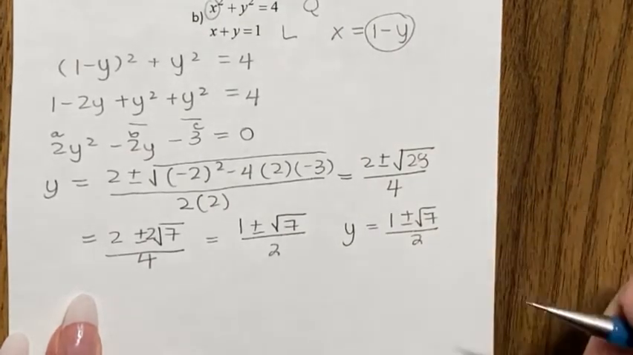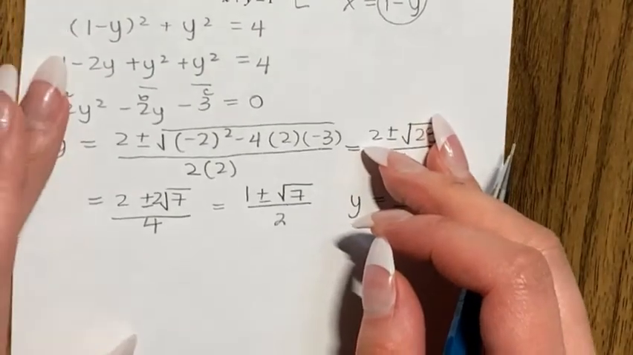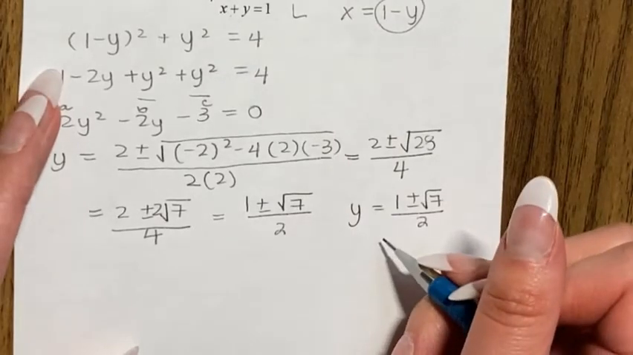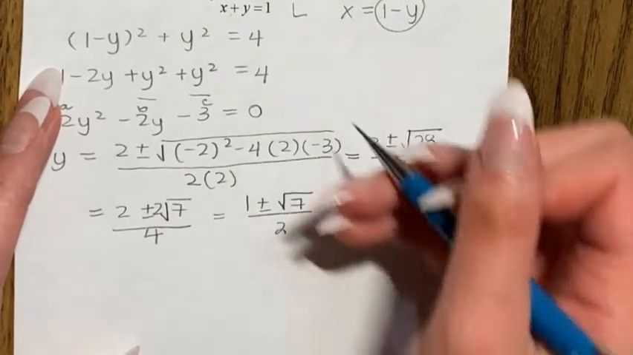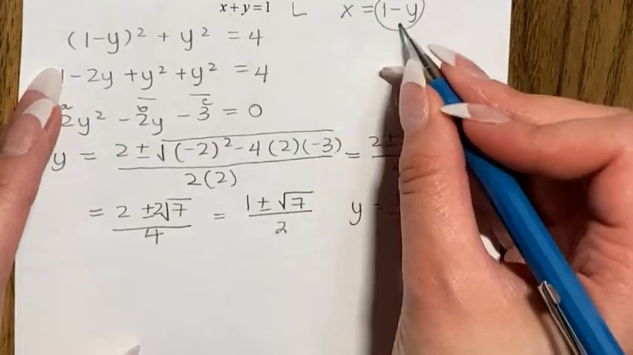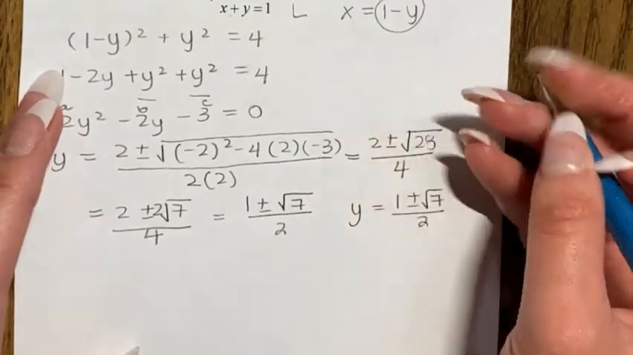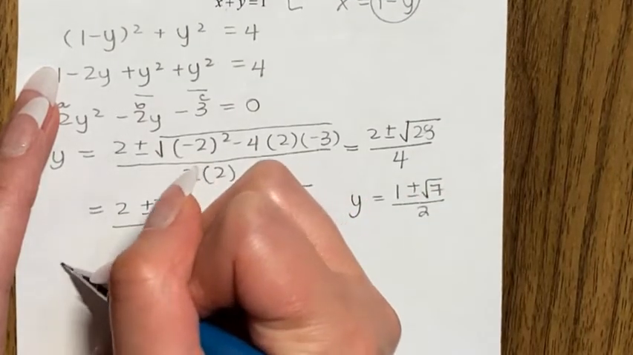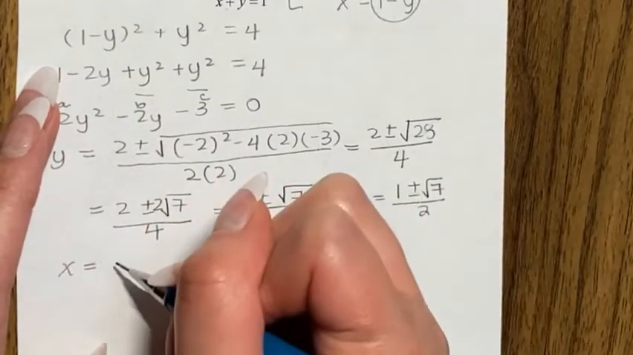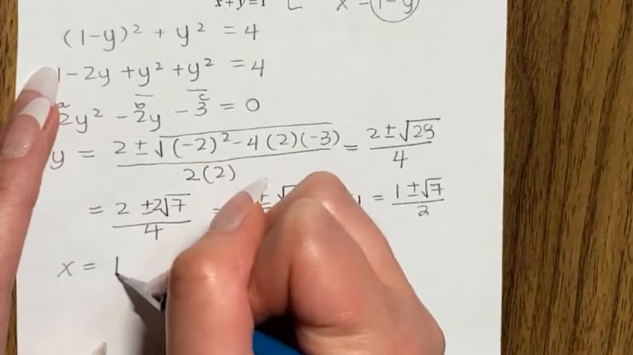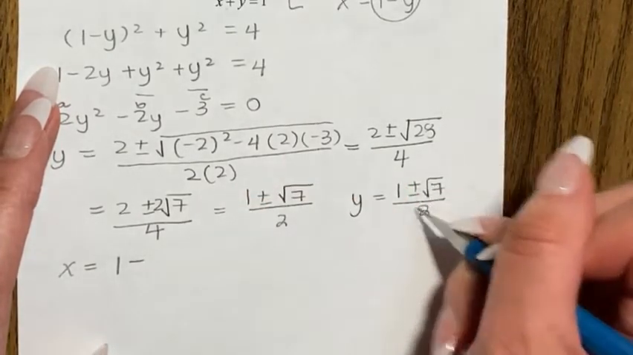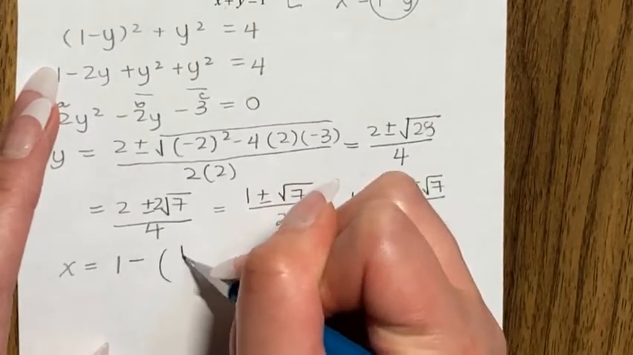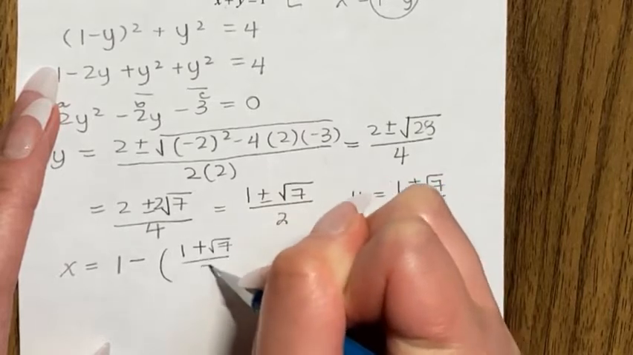Now we have to get my x as well, right? So I'm going to use this one for the x. When I plug it in, what do you have? Well, you have that x is equal to 1 minus y. So x with the plus is going to be 1 minus, and you're going to use a parenthesis, 1 plus root 7 divided by 2.